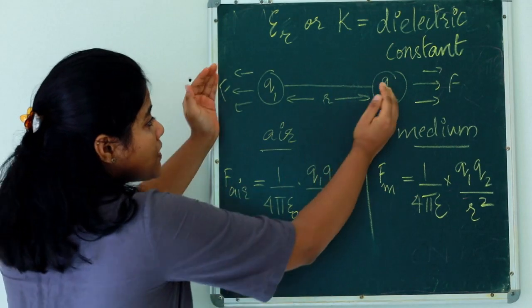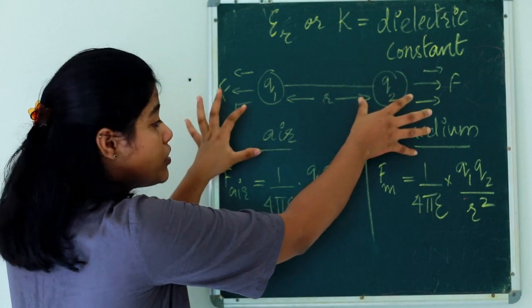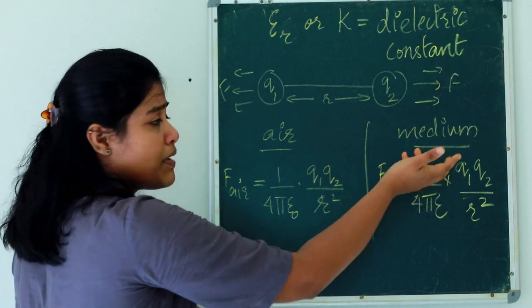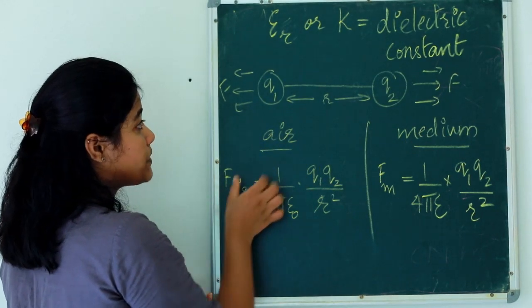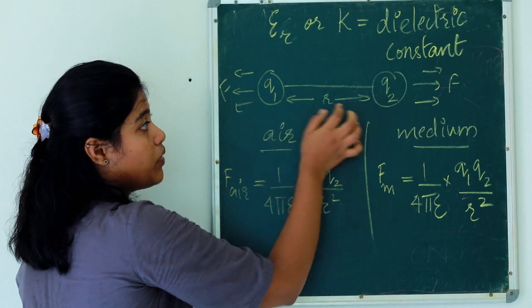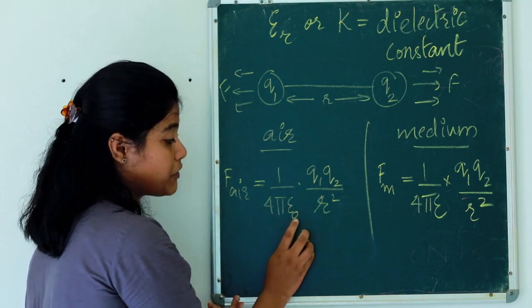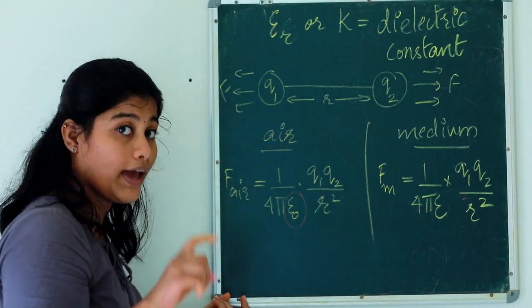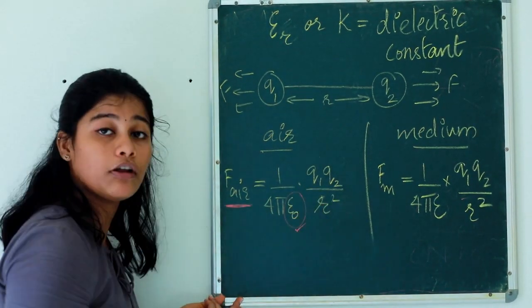So now we are going back to the system of 2 point charges, and we are going to place it in 2 different mediums, that is air and another medium. It can be anything, water, mercury or anything. First we consider the force when the medium is air. The force between the 2 charges Q1 and Q2 is F air is equal to 1 by 4 pi epsilon 0, where epsilon 0 is the absolute permittivity of air or vacuum. Since it's placed in air, we take epsilon 0 here.